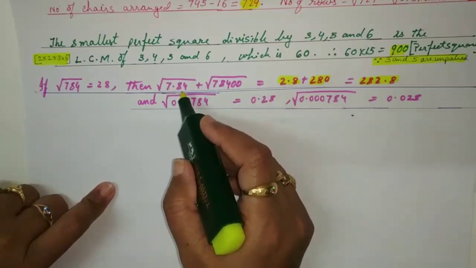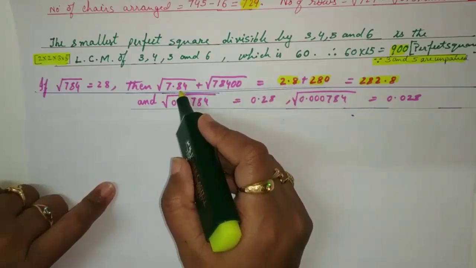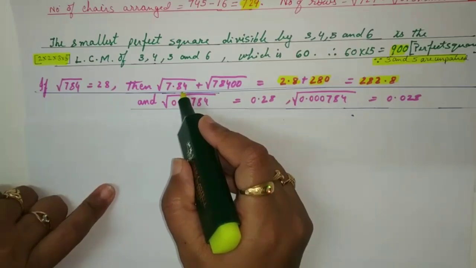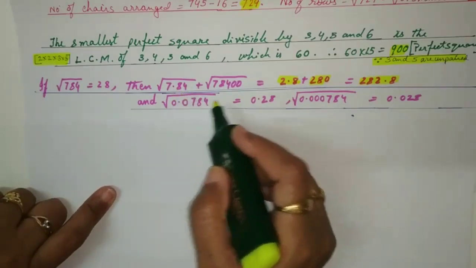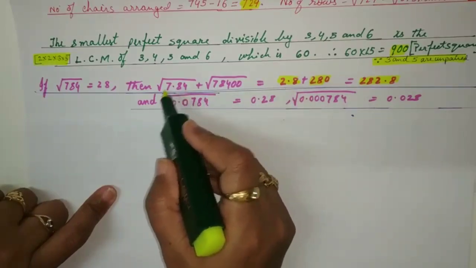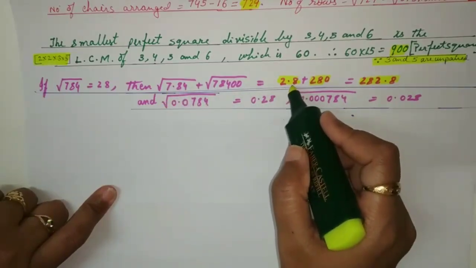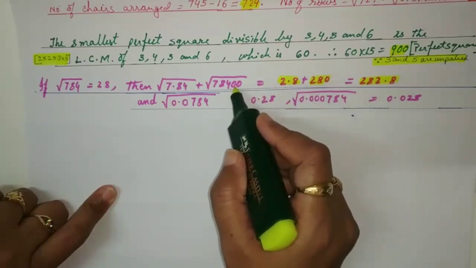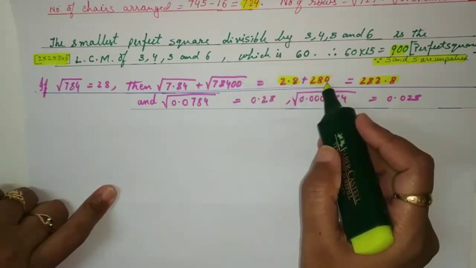Only what are you taking care of? Number of decimal places. If there are an even number of decimal places, you will get that number divided by 2 as the number of decimal places in your answer. Like 2 decimal places, so 2 divided by 2, 1 decimal place. If there are 2 zeros here, the answer will have 1 zero here.